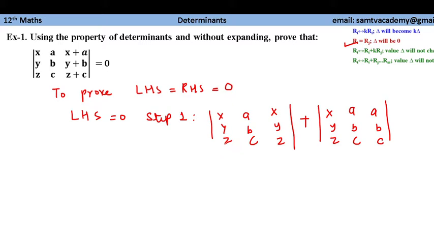Now we see that here column 1 is equal to column 2, and here column 2 is equal to column 3. So this is 0 and this is also 0. So 0 plus 0 equals 0. Hence proved.